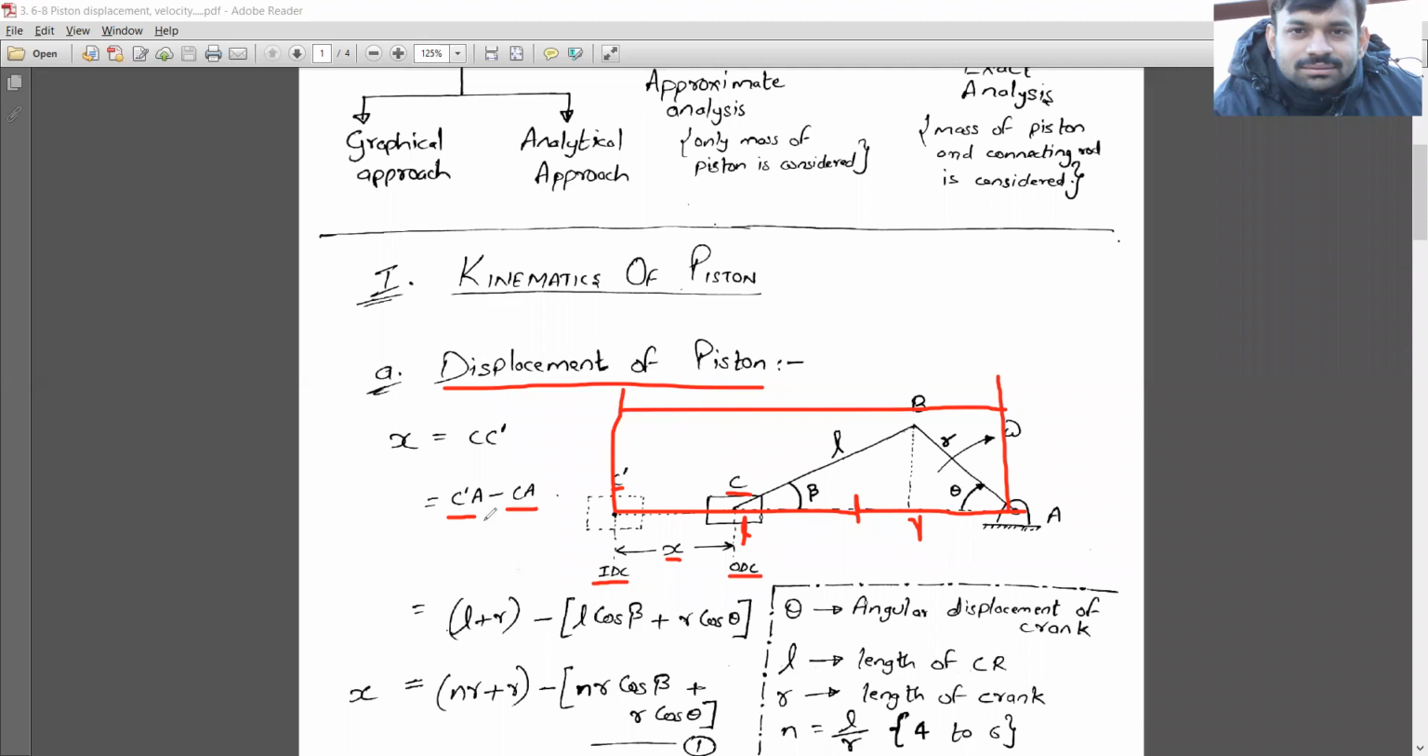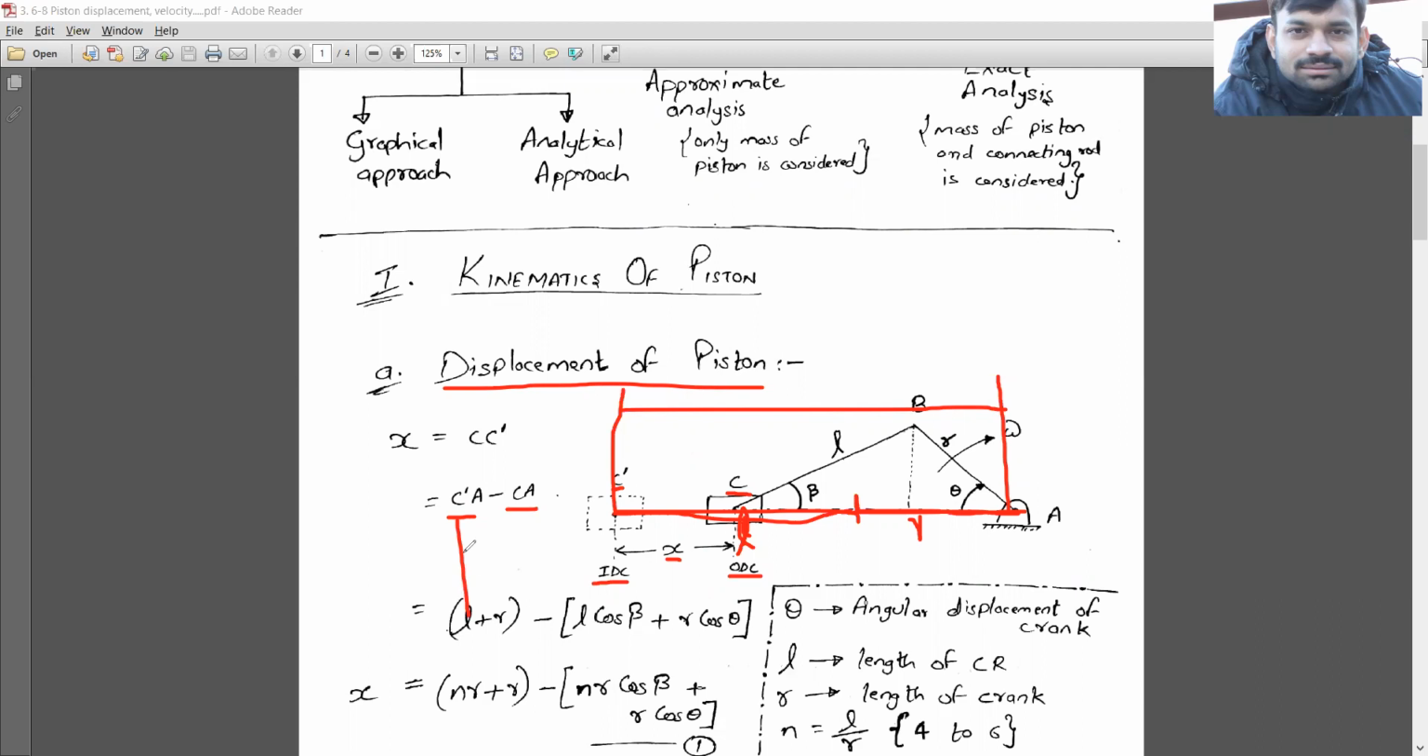What is C dash A now? C dash A is this much distance when the piston was at top dead center or inner dead center. When the piston was at C dash, your connecting rod was horizontal and the crank was also horizontal. So we can write C dash A as L plus R. This is what is written over here, L plus R.